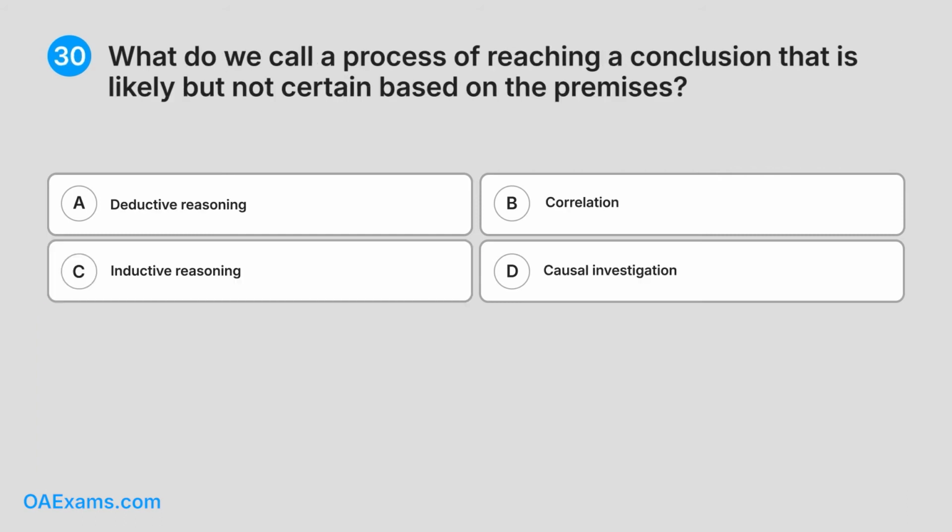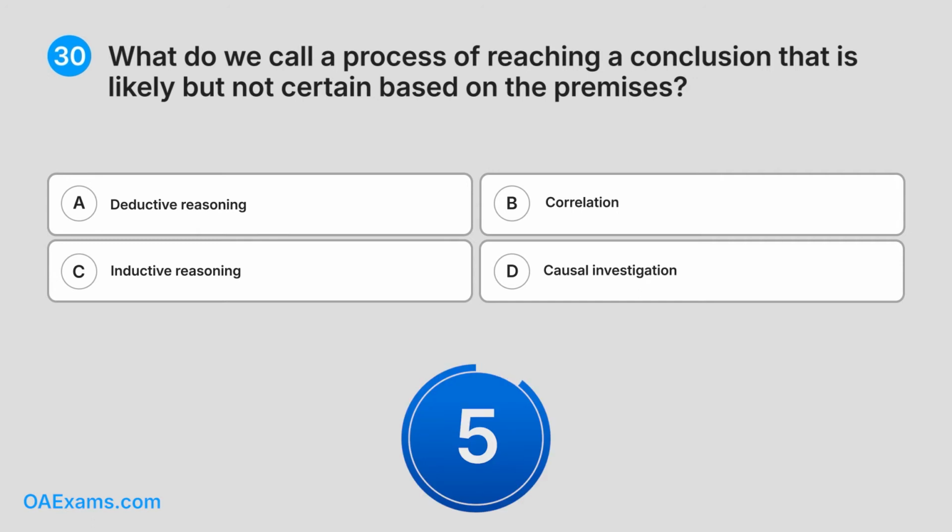30. What do we call a process of reaching a conclusion that is likely but not certain based on the premises? A. Deductive reasoning, B. Correlation, C. Inductive reasoning, D. Causal investigation. Can you guess the answer?